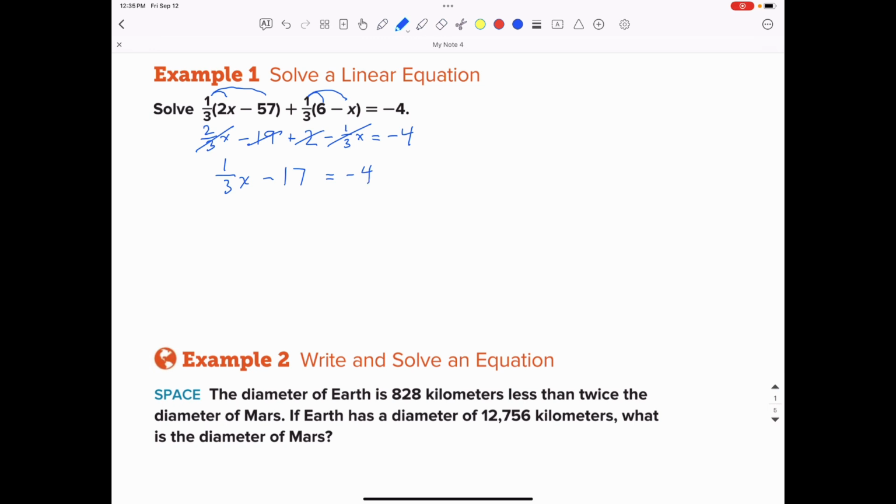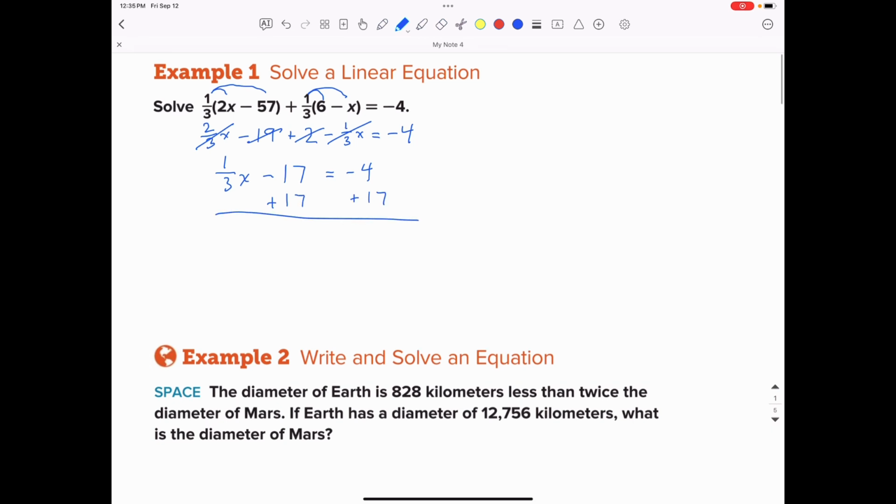We're trying to get x by itself, so now we can add 17 to both sides to cancel out that 17 completely. So that'll be 1/3 x equals 13. And then we're going to finish it off by either dividing by 1/3, but dividing by 1/3 is the same thing as multiplying times 3. So let's do it that way. Let's multiply both sides times 3, because when you multiply by 1/3, those cancel, and you're left with 1x or just x, and that will equal 39.